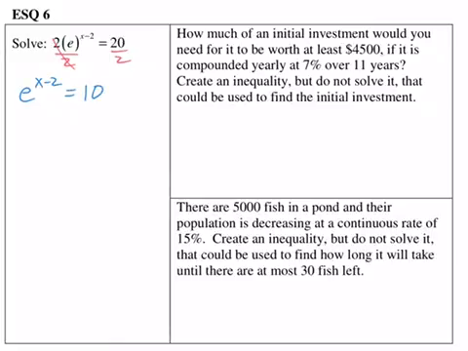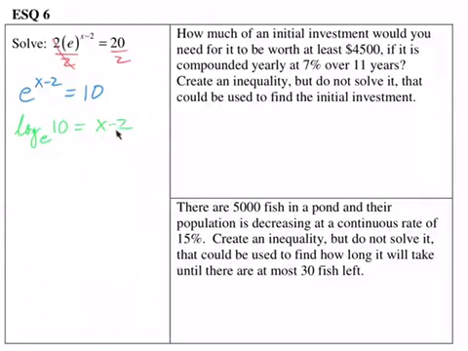Next step is I want to solve for x, but my x is in the exponent. So in order to get that out of the exponent, I need to use logarithms. So I'm going to do log base e, because the base of the exponent is e. I'm going to switch these two. So it's going to be log base e 10 is equal to x minus 2. I just converted the blue into a log.